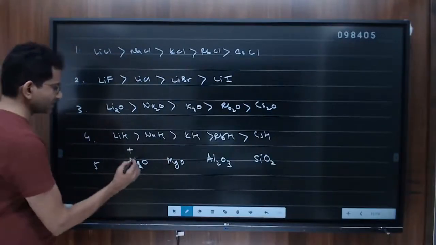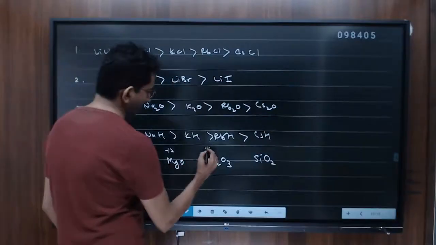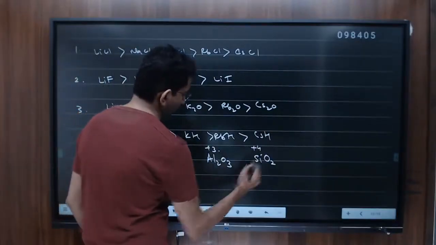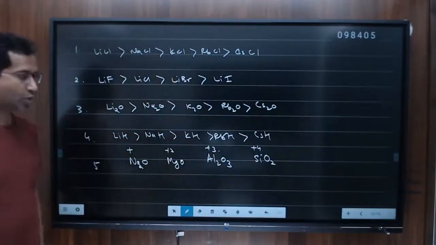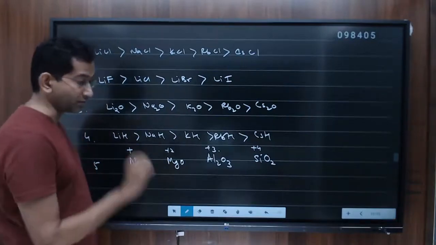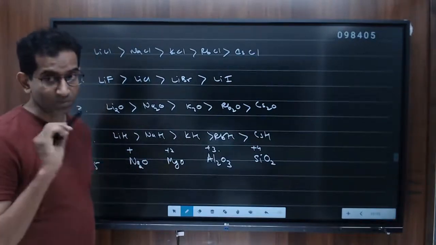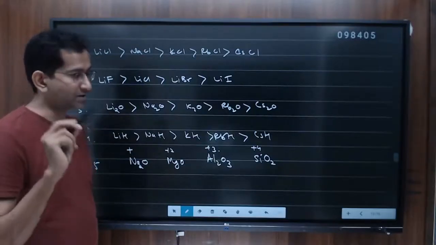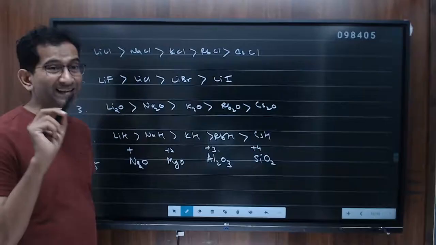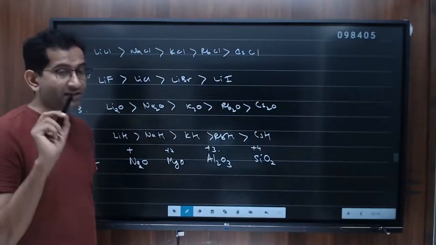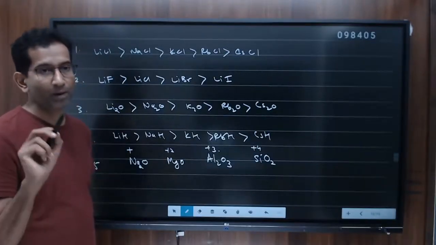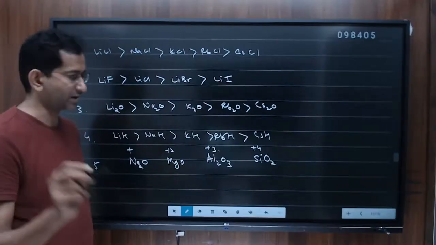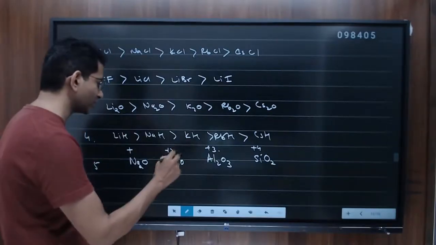Na plus is there, Mg plus 2 is there, Al plus 3 is there, Si plus 4 is there. Check it. Going from left to right, what happens? Of course, take care. This is a monoatomic ion. And whenever it is a monoatomic ion, for thermal stability, you will focus on lattice energy. Take care. In this case, you are not going to apply polarization.